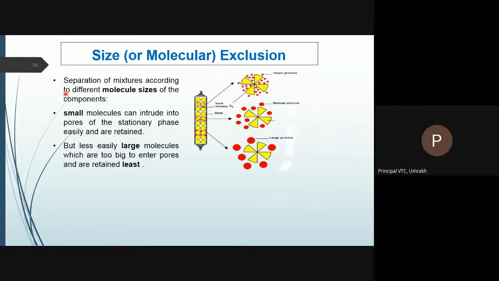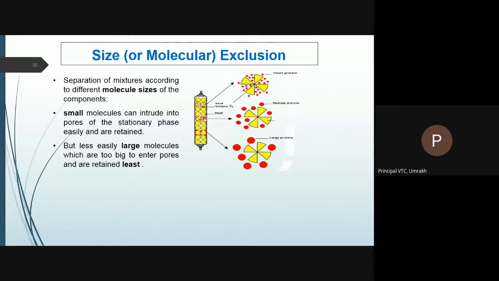Okay. Size exclusion chromatography, or otherwise called molecular exclusion chromatography. As its name suggests, there will be separation of a mixture according to the different molecular sizes of its components. The figure is shown here. There is a column shown here.